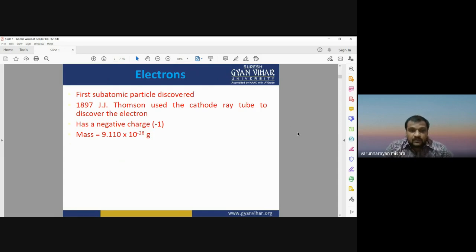Before 1897, there was no information about the nucleus. There was no information about the proton, electron, and neutrons. With the discovery of the electron, the branch of physics known as particle physics has been developed, with the discovery of electrons, protons, and neutrons. So I'm not going into detail about the electrons. It's just basic information about the electrons.